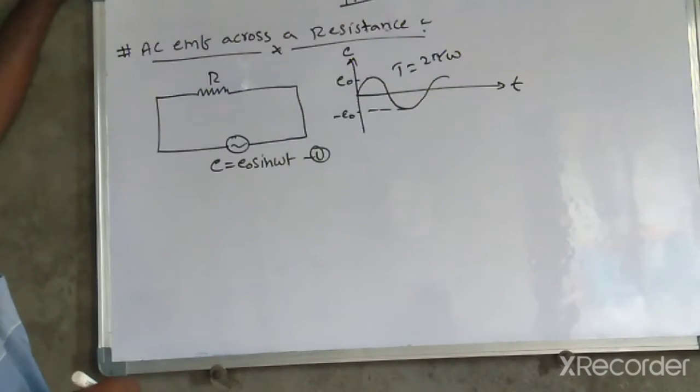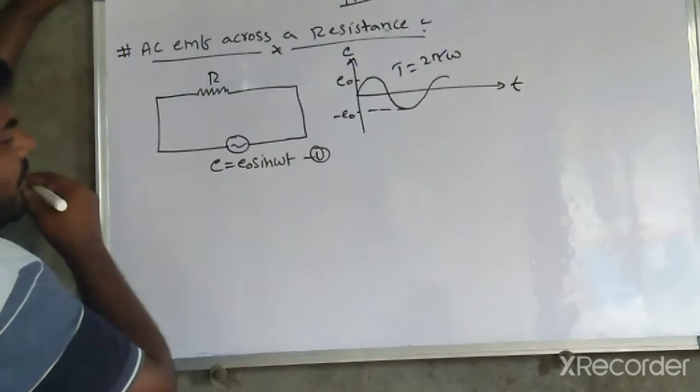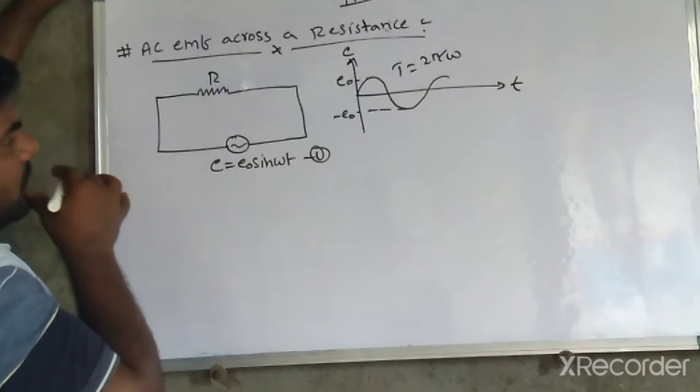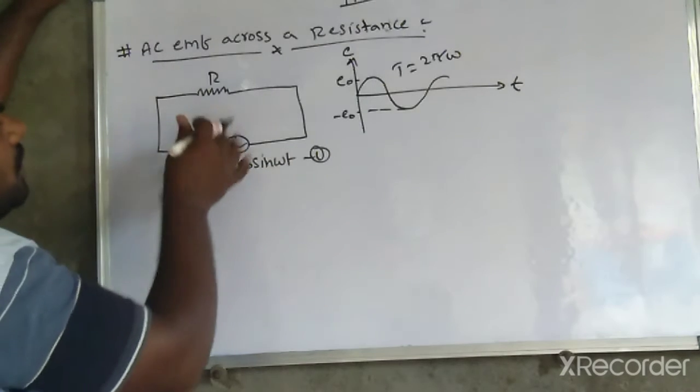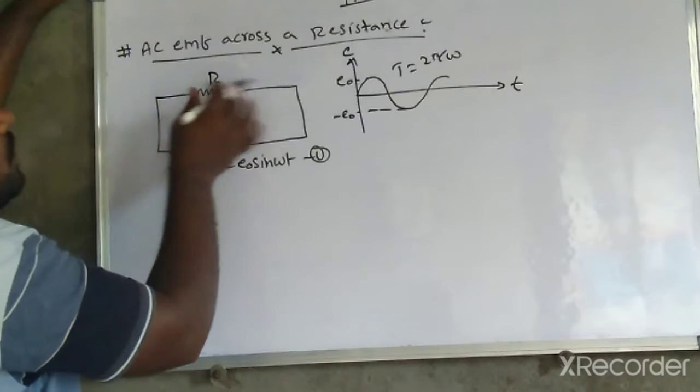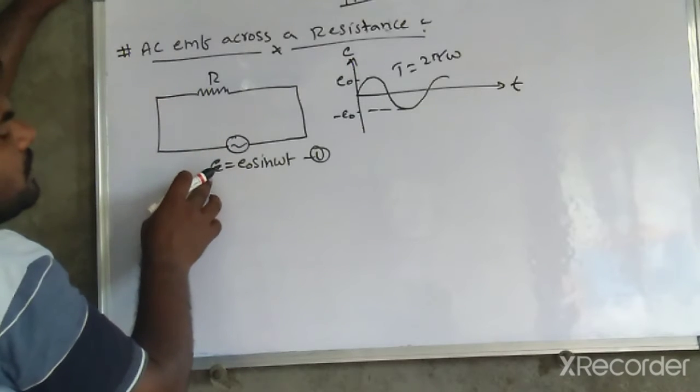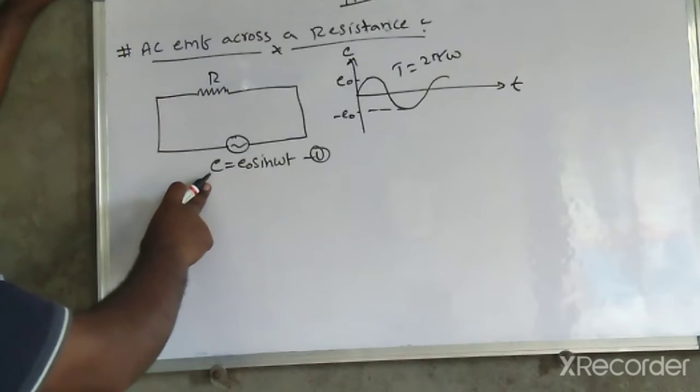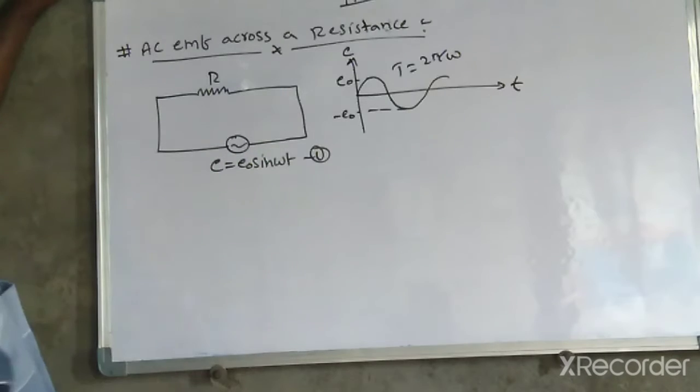When I connect this, current passes through the resistor, and across it is the terminal potential. The alternating current EMF is E is equal to E naught into sine of omega t.